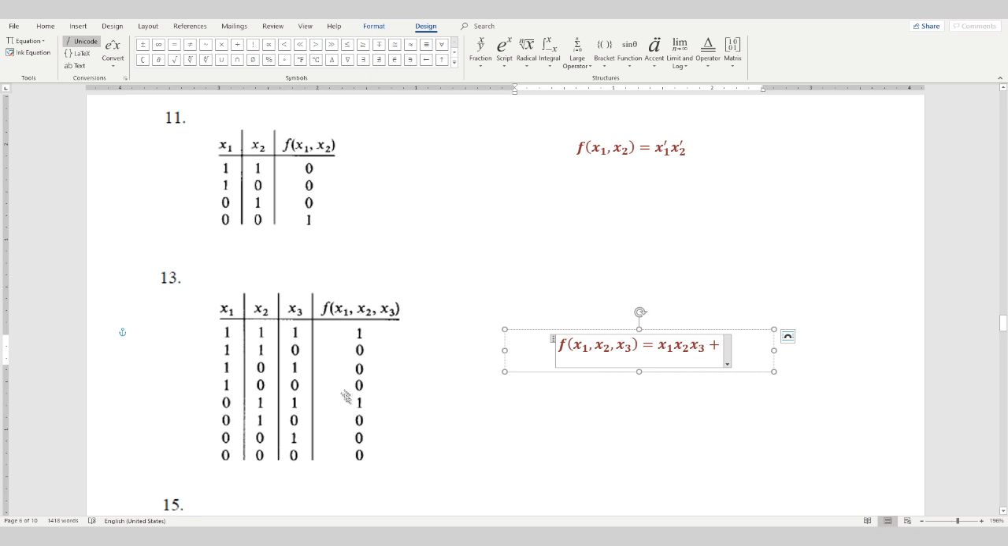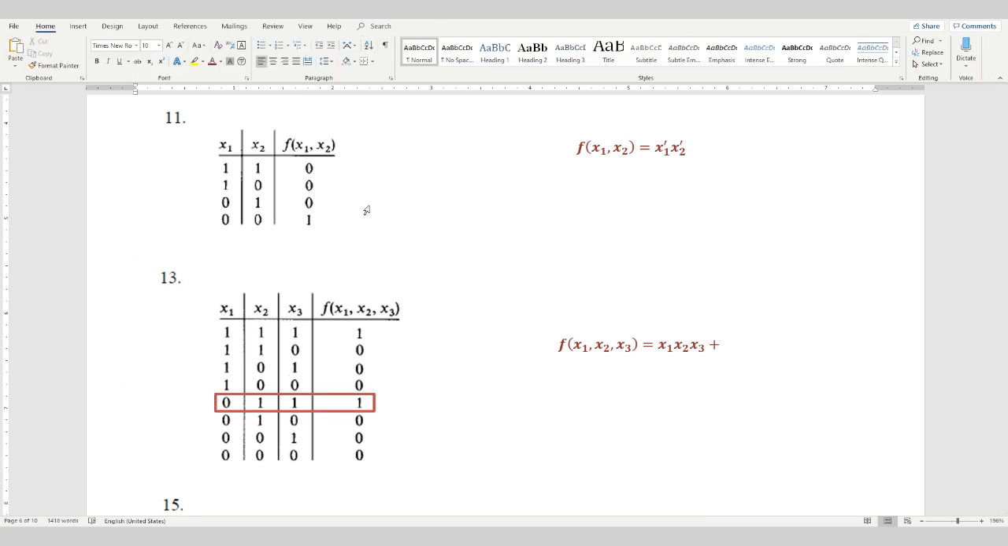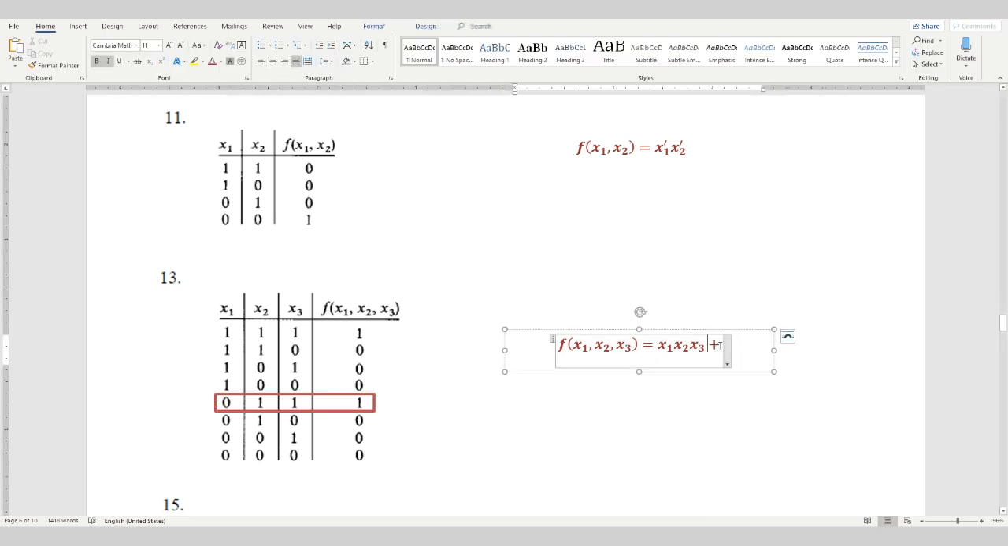Next, for our next term, we want to focus on the other 1 in this table in the output. And this 1 is supposed to happen when x1 is 0, x2 is 1, and x3 is 1. Let me see if I can actually highlight this. Okay, so in this row, we want x1 to be false, or for this to be true when x1 is false, or when it's 0. And then x2 and x3 should both be 1. So this would be the way to represent that.